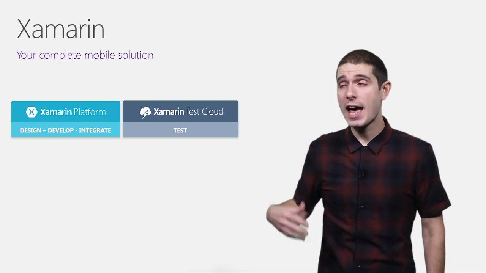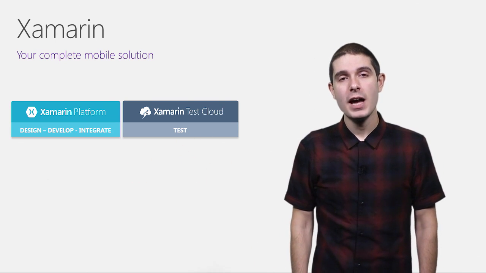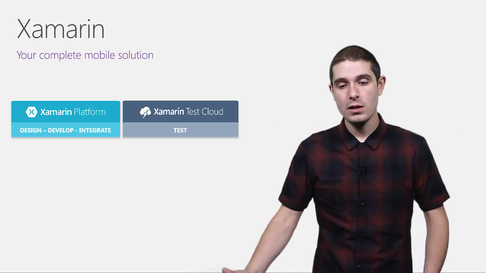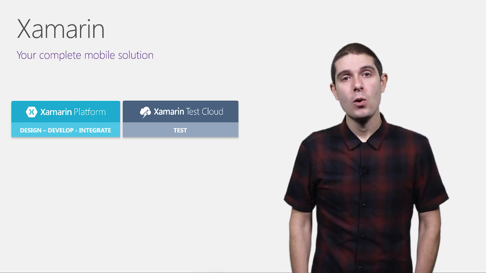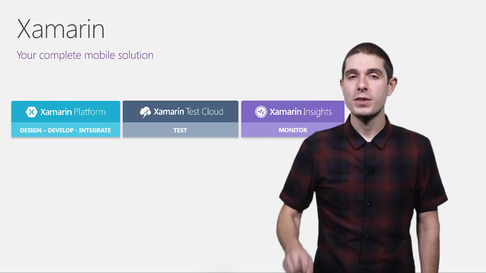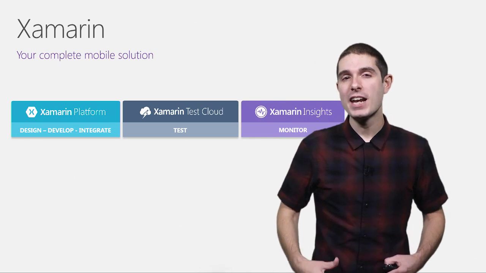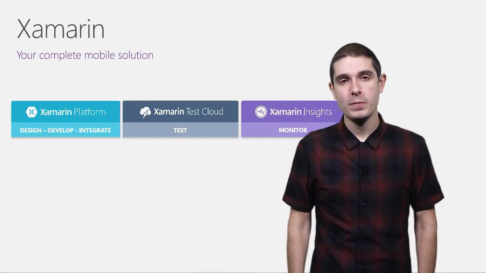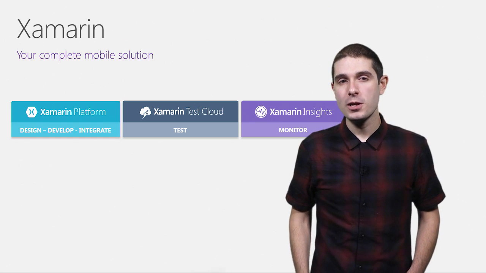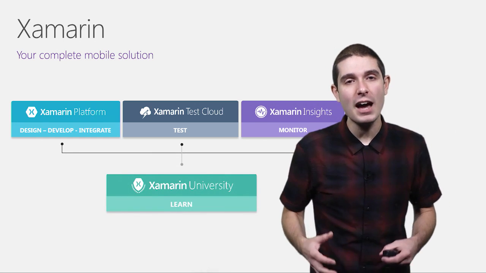And of course, what happens after you ship your app to the App Store? How do you get your analytics and crashes back to you so you can analyze and improve your app? Well, that's where Xamarin Insights come in. With a single line of code, you get all of your managed and native crash reports for iOS, Android, and all the Windows platforms.